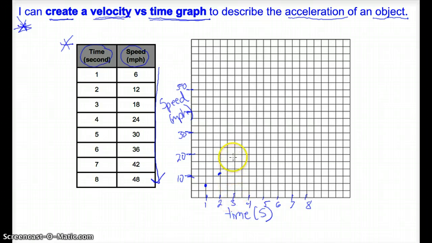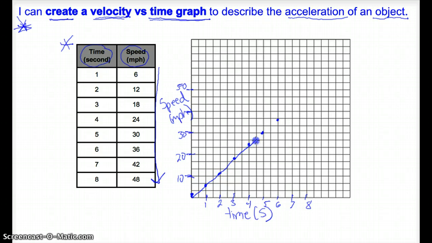Then I have 3, which goes up to 18. 4 goes to 24, right about there. 5 goes to 30. 6 goes to 36. All right, I probably don't have to graph the rest of it because as you can see, we have a straight line here. Let's assume for a second that the origin is at 0 because obviously the car was not moving at 0 seconds. And let's connect the dots.